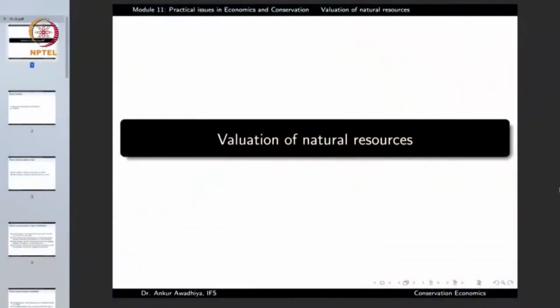Namaste. We carry forward our discussion on the practical issues in economics and conservation. And in this lecture, we shall have a look at the valuation of natural resources.